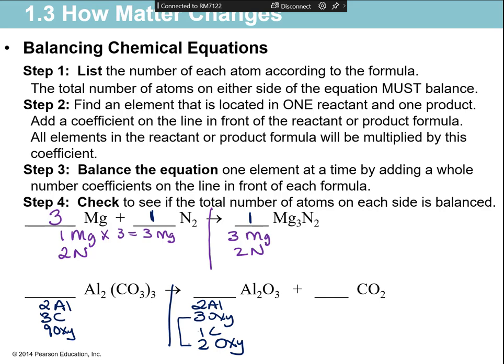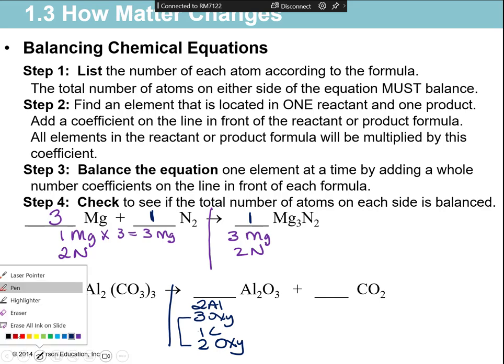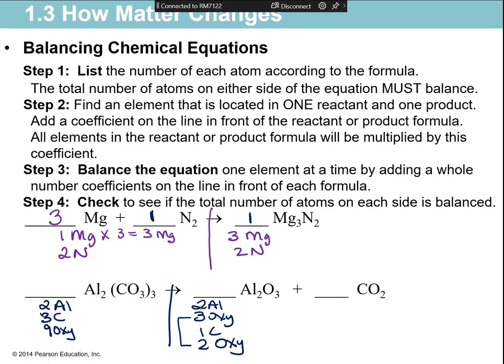So aluminum, what do I have to do? Nothing. That's right. Aluminum's 2 and 2, so I'm done. So now I'm going to balance which? Carbon. So carbons are not balanced. So which side do I need to change? The right side. What do I have to put on this line? A 3. I have to put a 3 here because I need 3 carbons. So I have to multiply the carbon and the oxygen of the CO2. Both get multiplied by 3. So now I got 3 carbons and I have 6 oxygens.